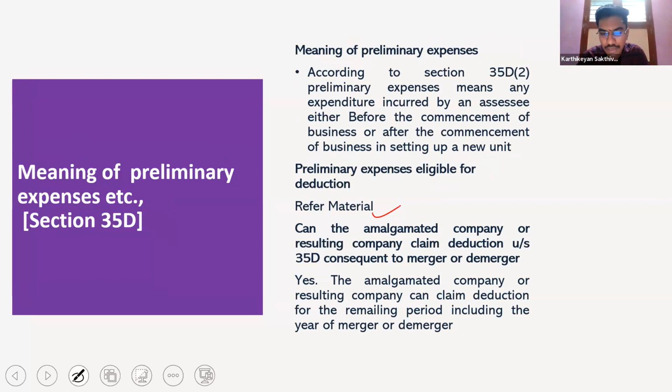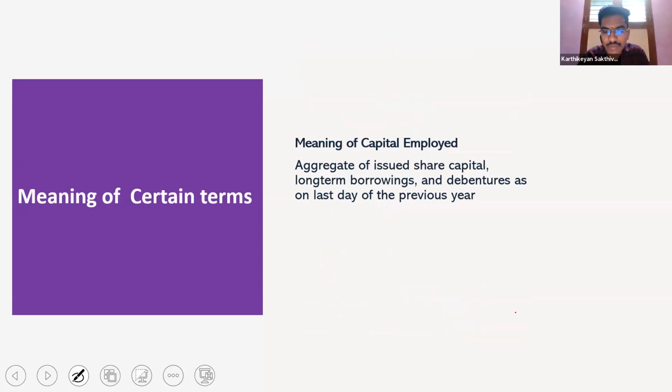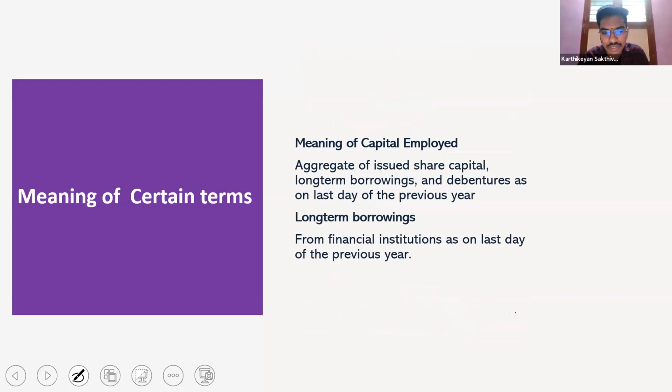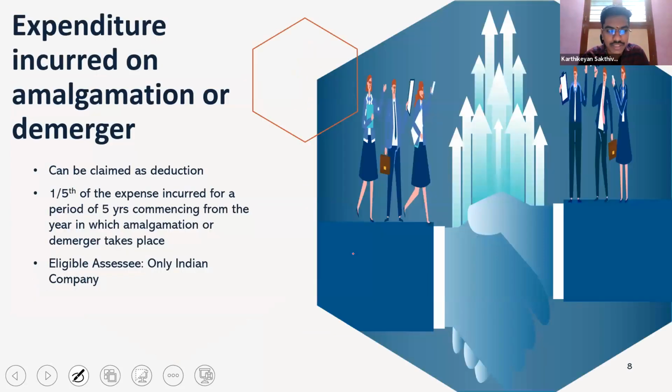Can the amalgamated company or the resulting company claim deduction under 35D? Yes, they can go for spread over deduction under section 35D. What do you mean by capital employed? Aggregate of share capital, long-term borrowings and debentures as on the last day of the previous year. Long-term borrowings will include only the borrowings from the financial institution and it will not include borrowings from any other person. Next is amalgamation or demerger expenditure.